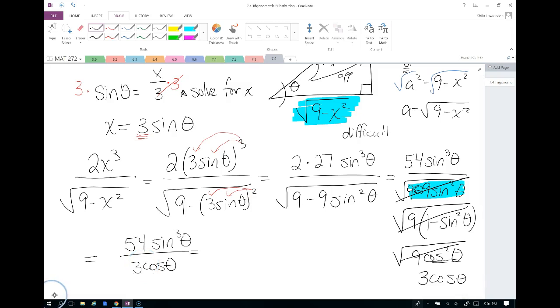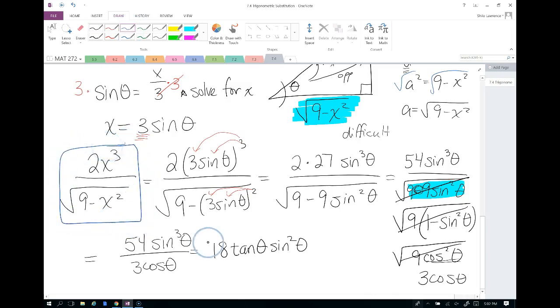(54) divided by 3 is going to be 18, I believe. And then sine cubed over cosine, it would probably be better for us to rewrite that a little bit. Just one of the sines over cosine is tangent, and then we still have 2 more sines in the top, so sine squared. So we're able to simplify 2x cubed over the square root of 9 minus x squared all the way down to this trig expression.